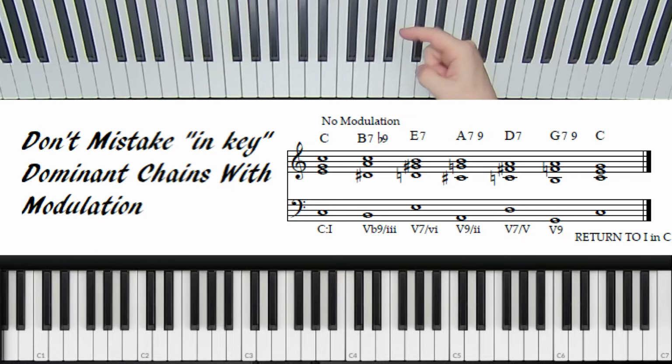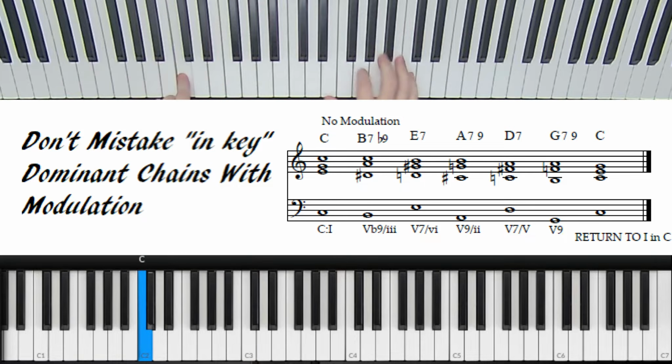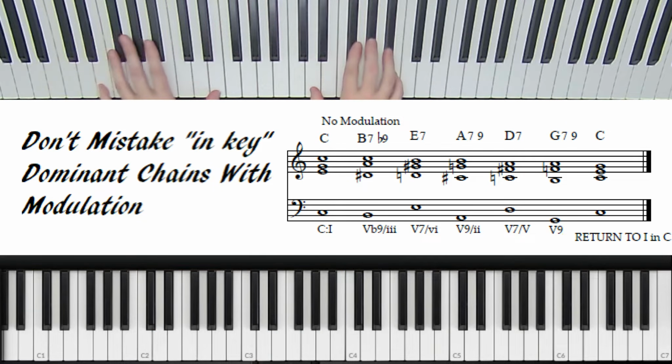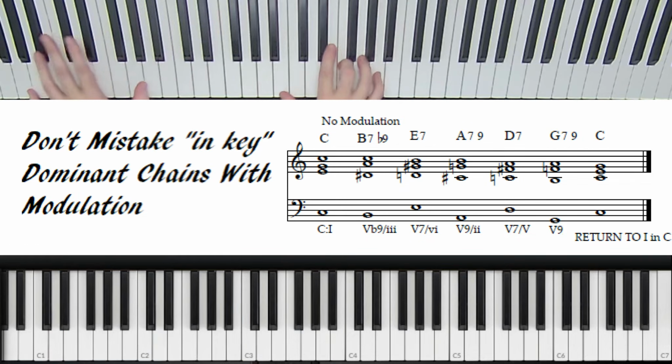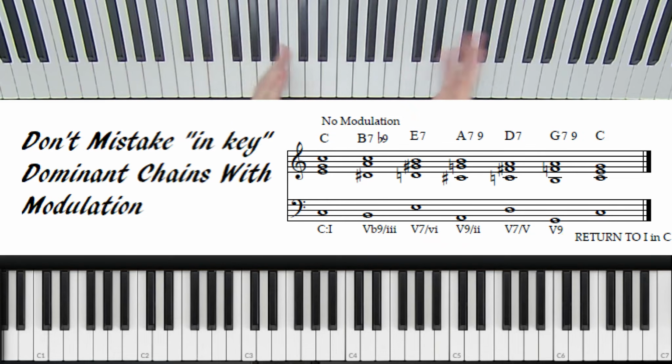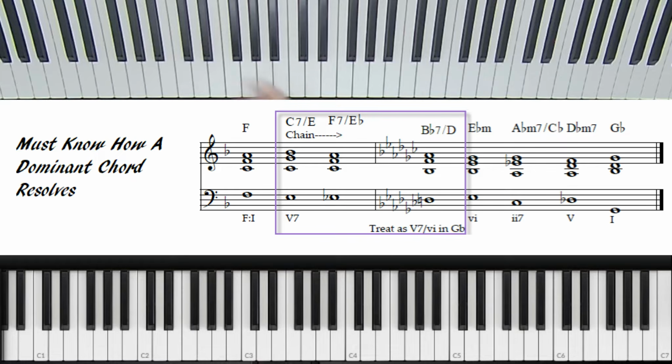What we don't want to do is mistake in-key dominant chains with modulation. This is actually very common, and I'm not going to explain how it works in this course. You should be able to know this stuff by now. So this would be just an in-key dominant chain. It returns to the tonal center. It's not a modulation. And you'll find this in both those guys' music in those pictures, in-key dominant chains.